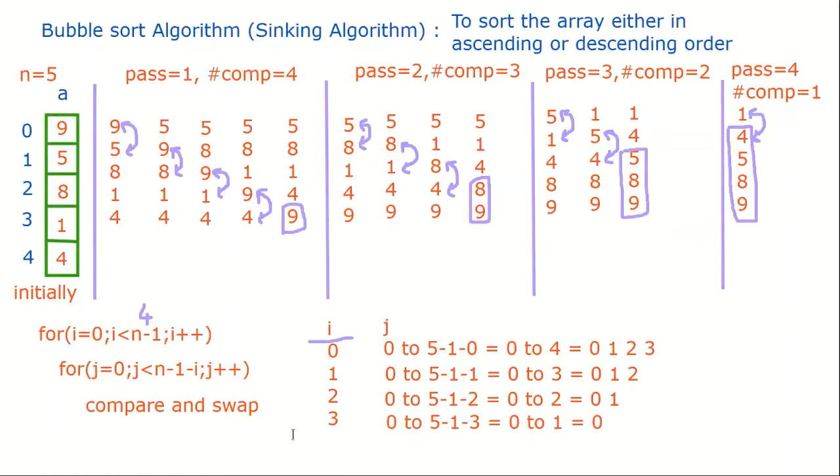Looking at the values here, it's evident that i is for the number of passes, four iterations, 1, 2, 3, 4, 4 passes. In each pass, we have a certain number of comparisons to be made with the element indexes. So j runs 4 times when i is equal to 0. Similarly, when i is equal to 1, j runs for 3 times. When i is equal to 2, j runs for 2 times. When i is equal to 3, the j loop runs once.